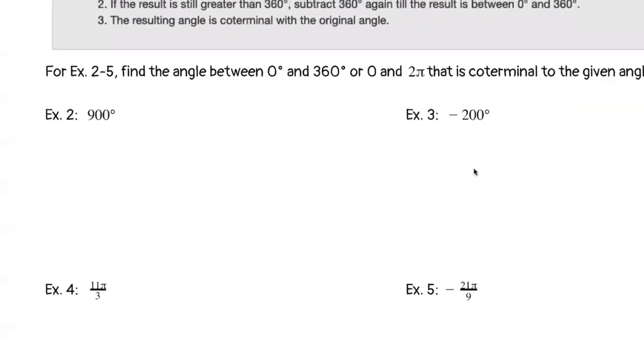So let's try this with 900. We've got 900 degrees. Let's subtract 360 and we get 540. What do we do now? Great, we subtract 360 again, right? So 540 minus 360. And I believe that gives us 180. What do we do now?